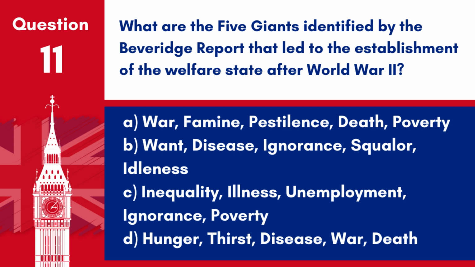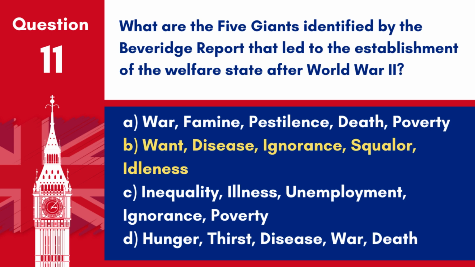A. War, famine, pestilence, death, poverty. B. Want, disease, ignorance, squalor, idleness. C. Inequality, illness, unemployment, ignorance, poverty. D. Hunger, thirst, disease, war, death.